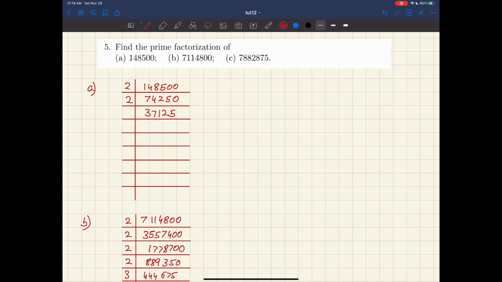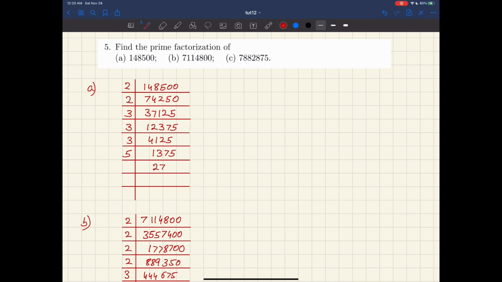So dividing 148500 first by 2, then whatever the answer is, again start with 2. Then for 3, to check the divisibility for 3, you just sum the digits of the number. If the sum is divisible by 3, the number is divisible by 3.